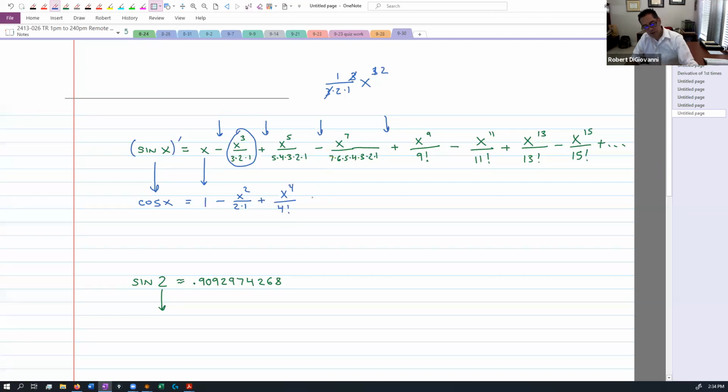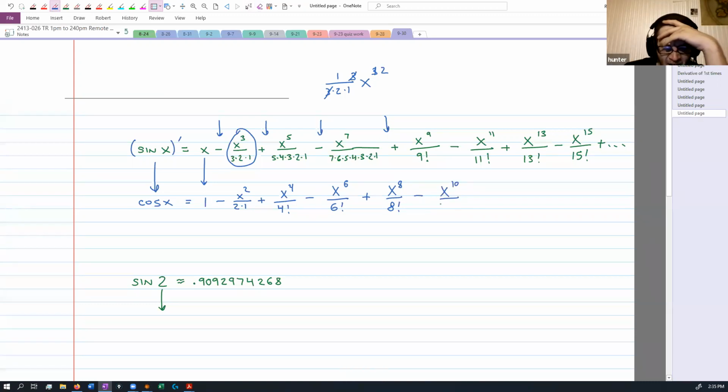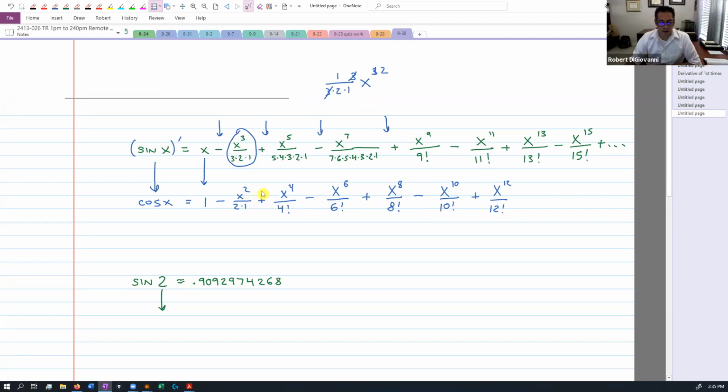And then on the next one, you get minus, let's see, the 7 comes out, cancels with the 7, and you get x to the 6th over 6 factorial. Next one, x to the 8th over 8 factorial. Have you seen the pattern? Minus x to the 10th over 10 factorial. These are your even numbers. Sine has all odd powers of x, and these are all even powers of x, aren't they?